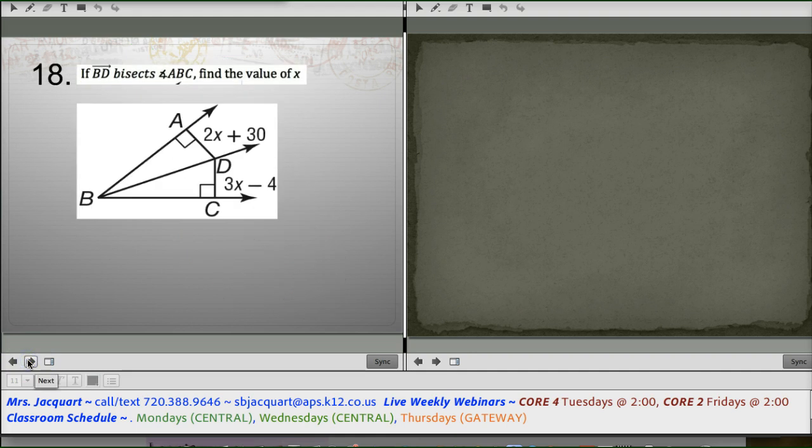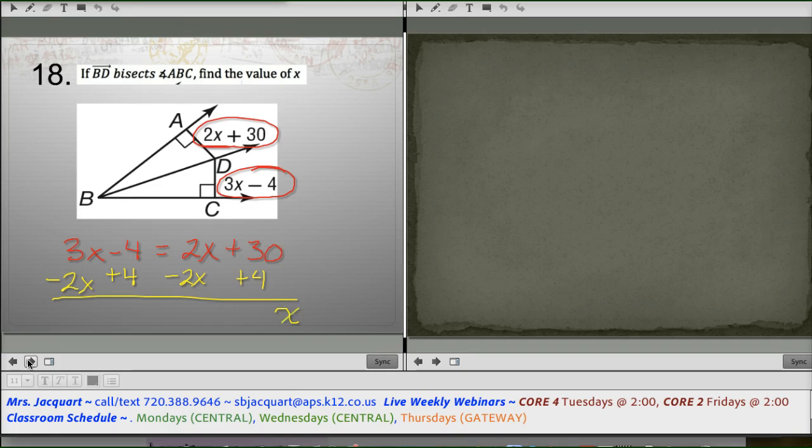Okay, if BD bisects ABC, find the value of X. In other words, this will equal that. So we have 3X minus 4 equals 2X plus 30. Let's add 4 to both sides, and simultaneously, let's subtract 2X. So then I'm left with X equals 34. And that's your answer.